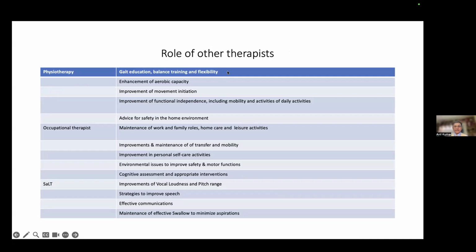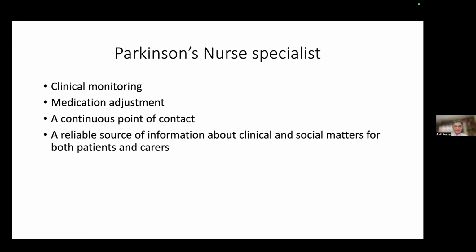The role of other therapists: always physiotherapist, occupational therapist, and speech and language therapist. Speech and language therapists are also helpful. Sometimes we don't use them much, but they help with communication, how to speak loud, about the drooling and other things. So involve them early. Parkinson's nurse specialists are an important adjunct, PDSN, what we say, Parkinson's disease nurse specialist.